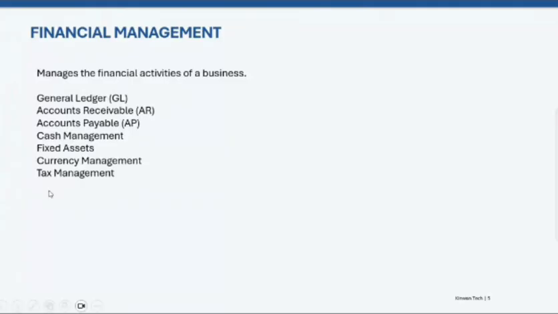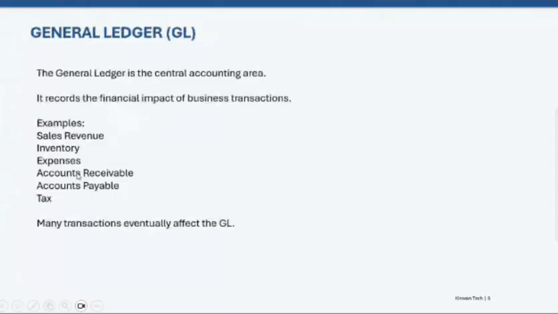Under the financial management module, it usually manages the financial activities of the business. One of them is the general ledger, the account receivable, the account payables, the cash management, fixed asset, currency management, and tax management. So we shall get deeper and touch on the general ledger.